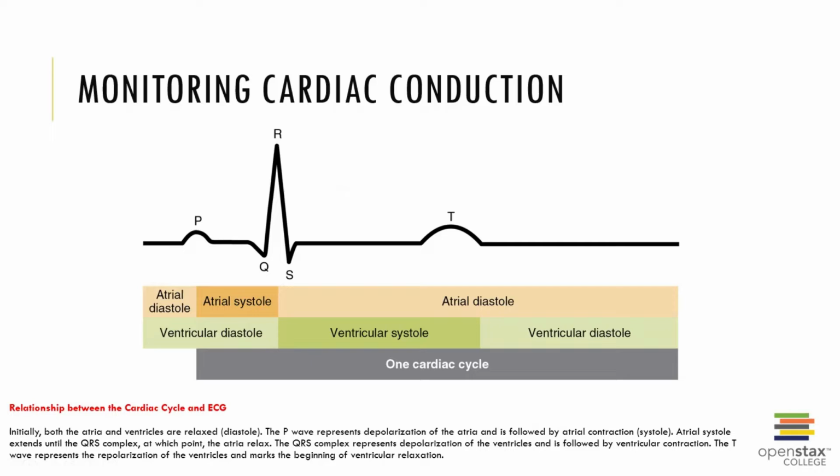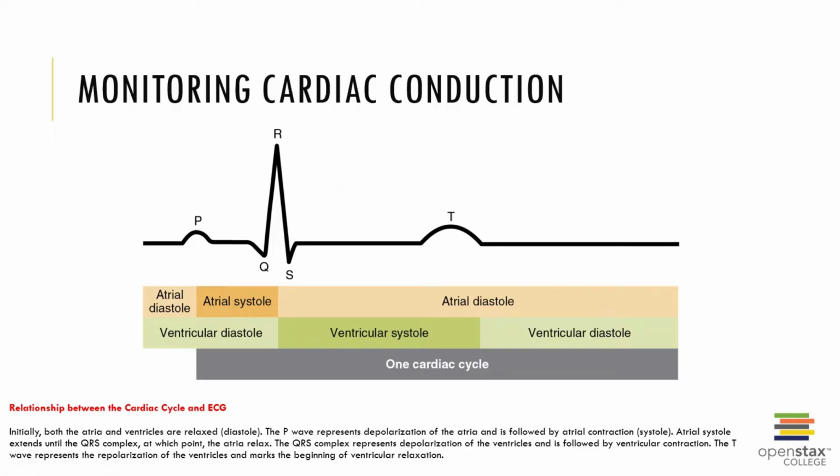And then atrial systole ends and atrial diastole begins. And it continues until the start of the next cardiac cycle. So you can see the ending of one cycle here, and then once again, the start of the new cycle here.